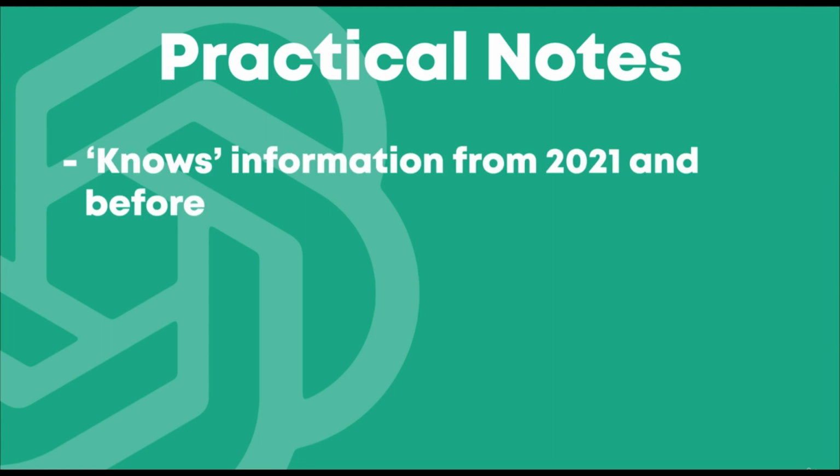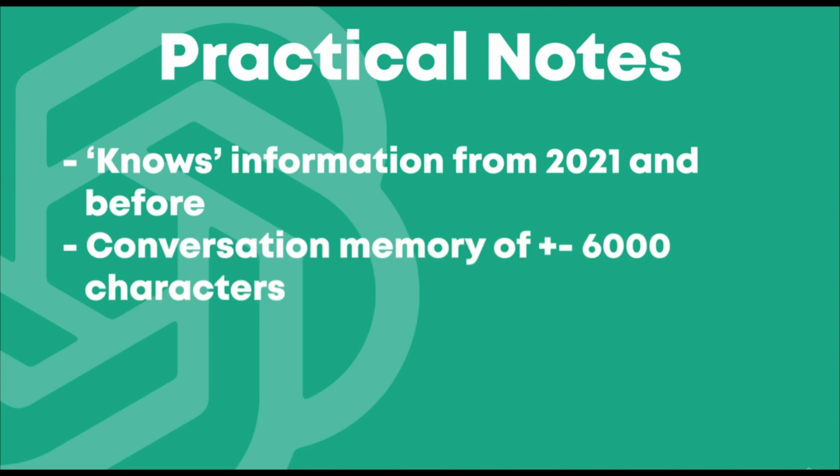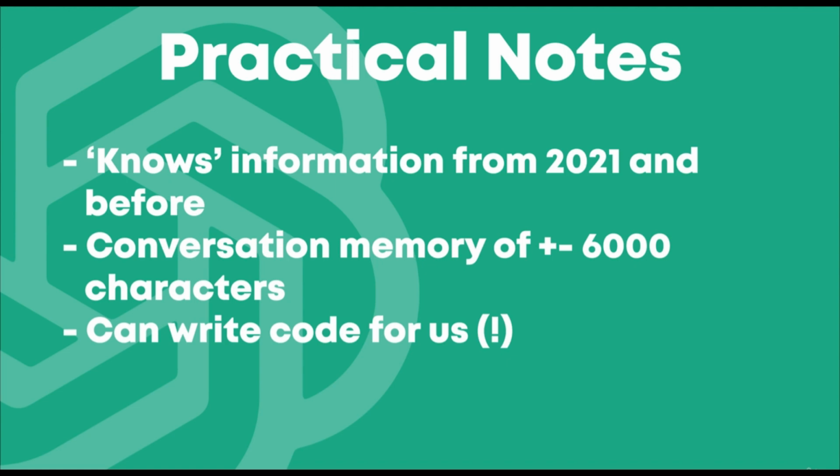Some more practical notes on ChatGPT. ChatGPT is not connected to the internet, and it is only trained on data from before 2021, and it can thus not answer any questions related to things that happened after that. Furthermore, ChatGPT has the capability to remember past questions and conversation pieces in order to make the conversation more natural. This memory is not endless, however, and it is not as potent as human memory. It stores about 6,000 characters in a conversation.